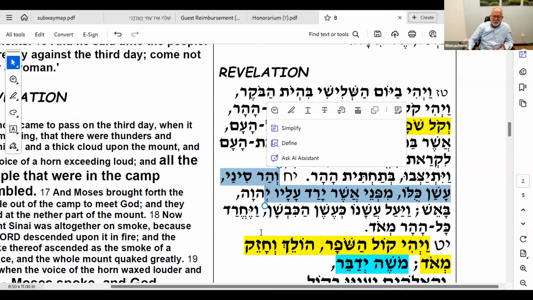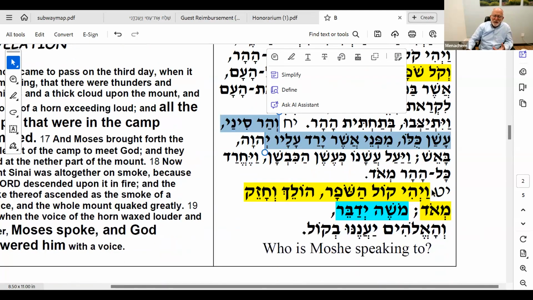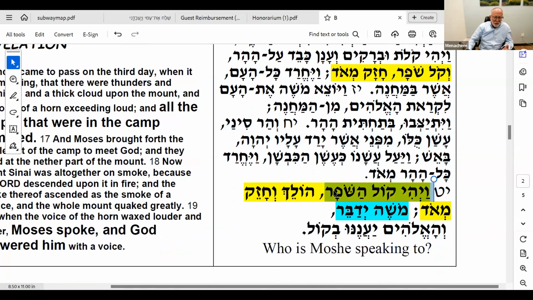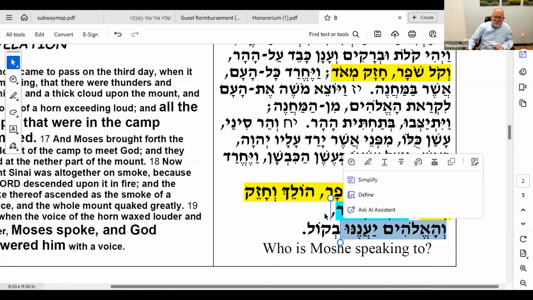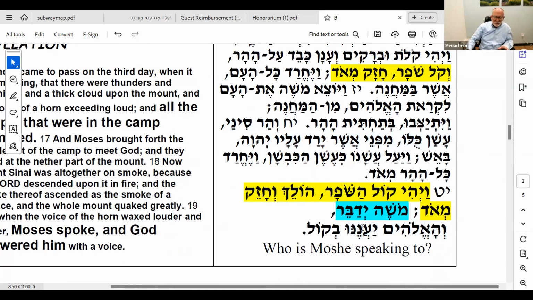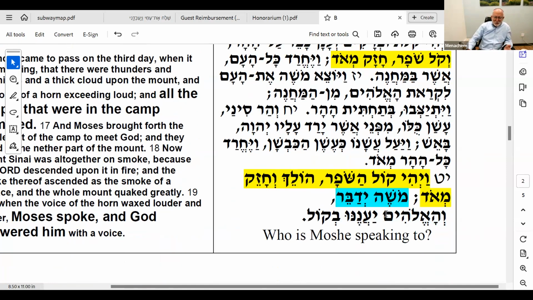Now to start the Dibrot. That's the long shofar blowing. And now what should come? "Anochi Hashem Elokecha," right? But what happened instead? "Moshe yedaber v'HaElokim yaanenu v'kol." Moshe would speak, and God would answer with a voice. Isn't Pasuk Yotet confusing? Who's Moshe talking to? Is he talking to the people? Or is he talking to God? Right? And what's God answering? Is God answering Moshe's conversation, or is he amplifying his voice, as Rashi says?